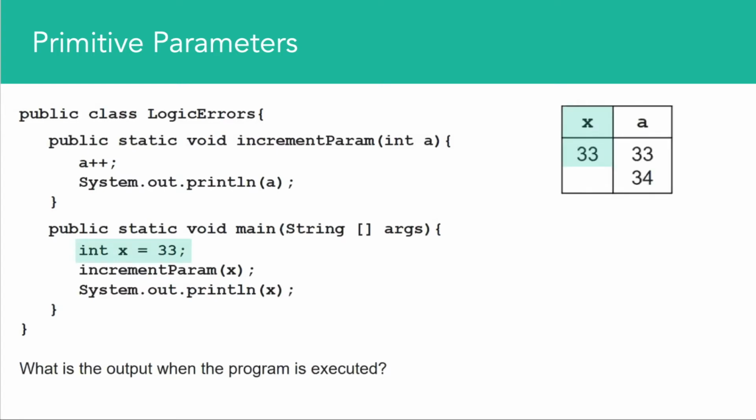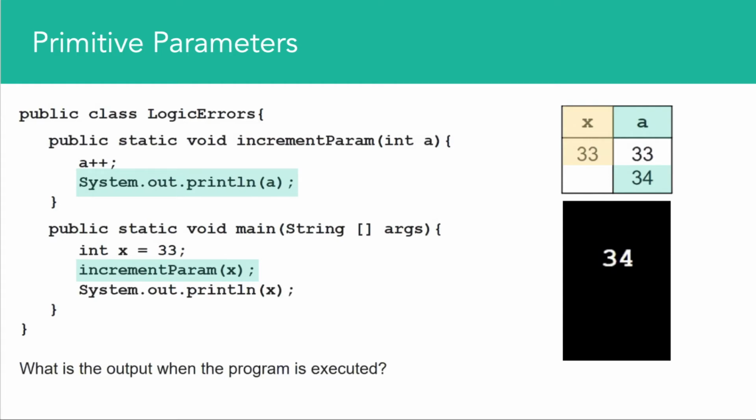At the start of the program, I've initialized the variable x to 33. My next line of code is going to call the method increment parameters, passing the x value as a parameter. X will now become the actual values in this method. A will be replaced with 33. A is going to be incremented and become 34. I will then ask to print A. Notice, A will change to 34, but X is still 33. When the method is called and X is passed as a parameter, the original value of X is not altered. At the end of my program, I should see the values 34 and 33.